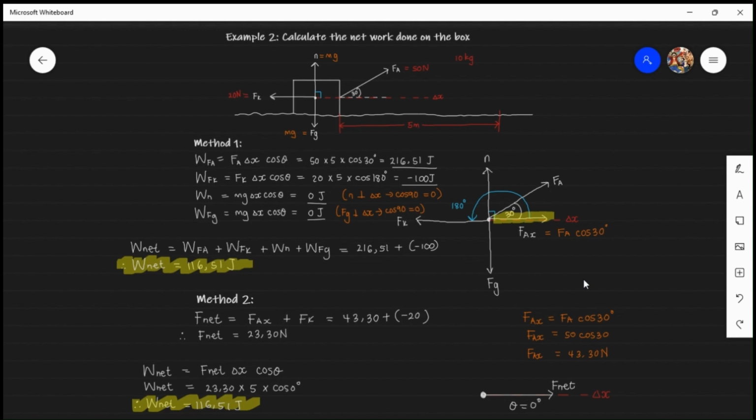So that is the end of our video for today. In our next video, we'll have a look at objects moving on an inclined plane. So objects moving up the ramp or down the ramp, and we can then break up those objects into the forces and calculate the work done on each force. And we'll also have a look at a few examples relating to that.